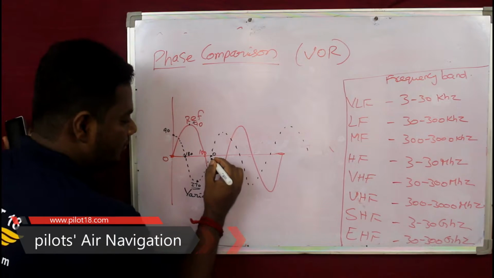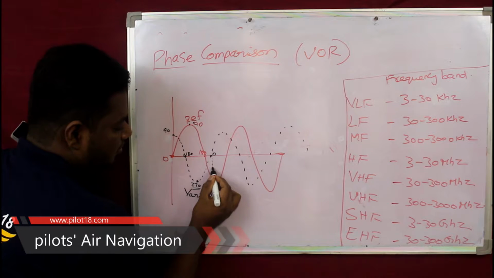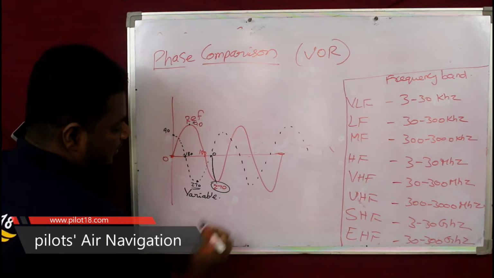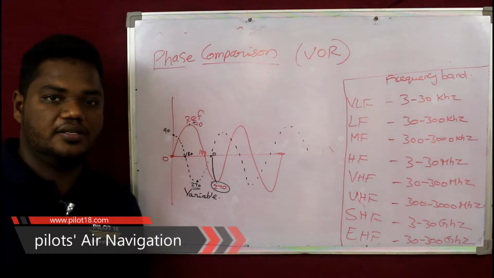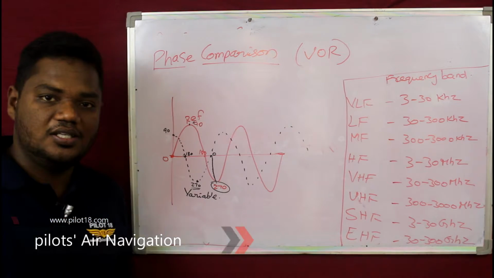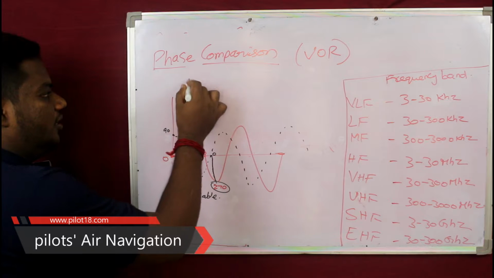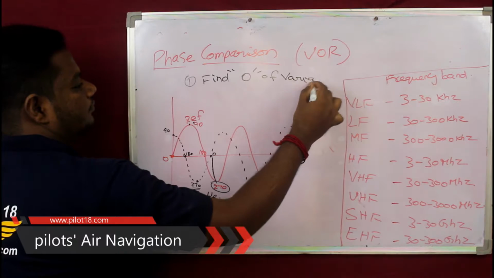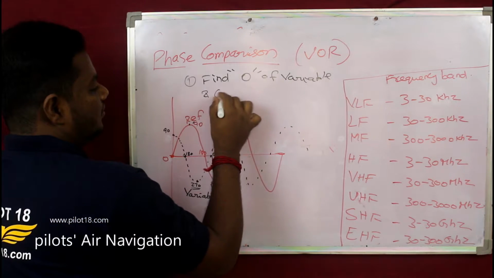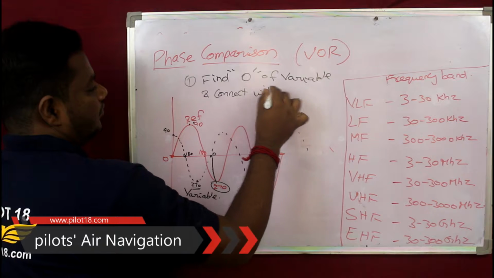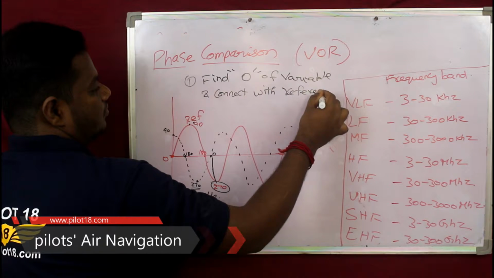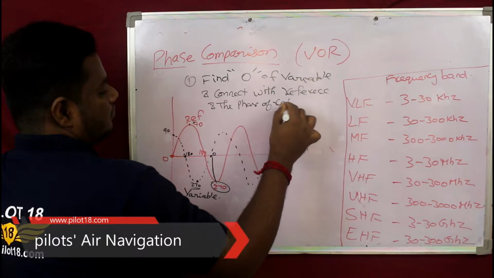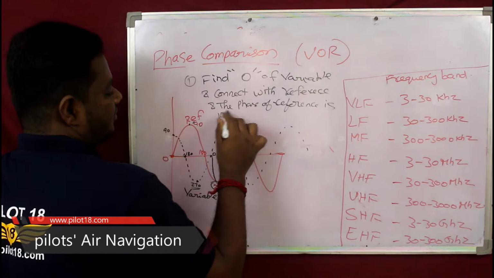Now you need to draw a straight line to the reference wave. Where is it touching? It is touching at approximately 270. My diagram is a little bit here and there; in the printed diagram, you can easily find it by using the picture. So step 1, find 0 of the variable and connect it with the reference, and the phase of the reference is the phase difference.